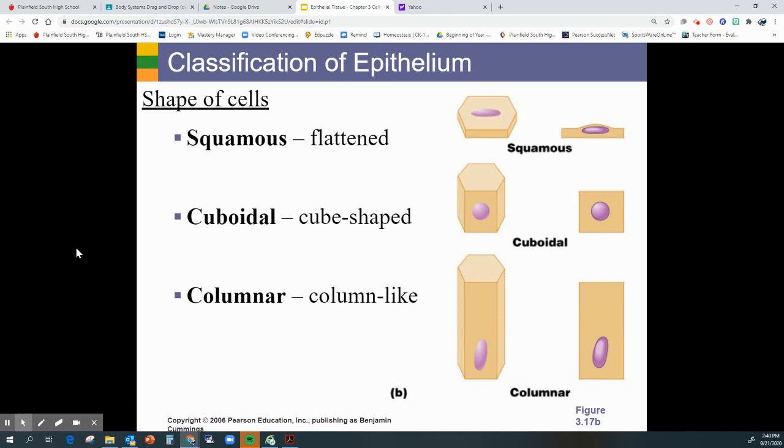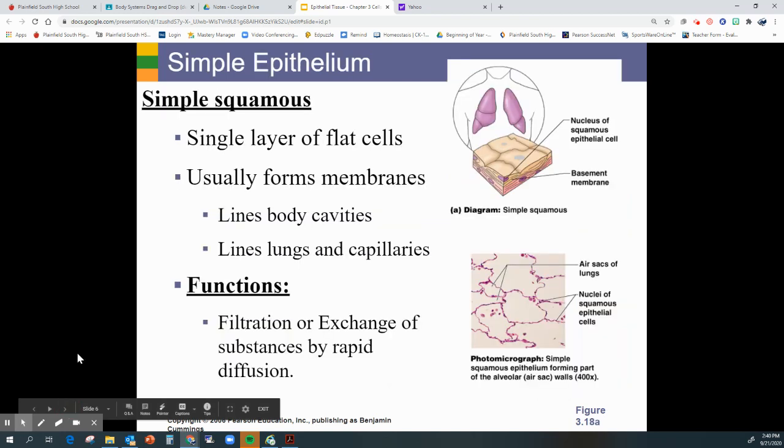Okay, we can classify them by shape. We can classify them as flattened cells, which are called squamous cells. We can classify them as cube shaped, which are simply cuboidal, or there are ones that are much taller. They are what's referred to as columnar or column like. Right. The first of the epithelial tissues that we'll talk about is what's referred to as simple squamous. All right. Simple squamous cells are just a single layer of flattened cells.